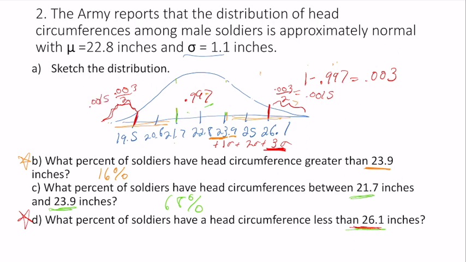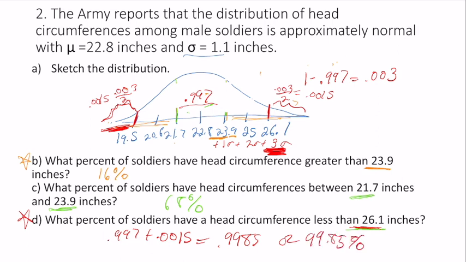So now if I want to find the area less than 26.1, I can take 0.997 plus the area in this tail over here, 0.0015, and that gives me 0.9985 or 99.85%.